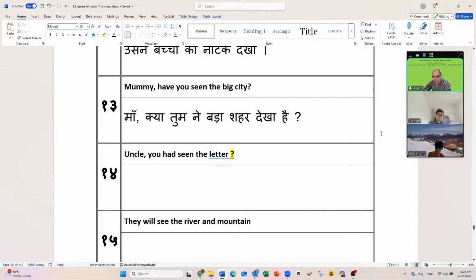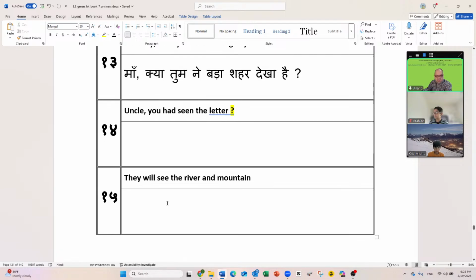Okay, go and write down if you all don't have it right. Arav, do you have it written? Arav, if you are writing, let me know. Otherwise, I'll go to the next sentence. You finished? Okay, Arav, give me the next sentence. Uncle, आपने चिट्ठी को देखा है.